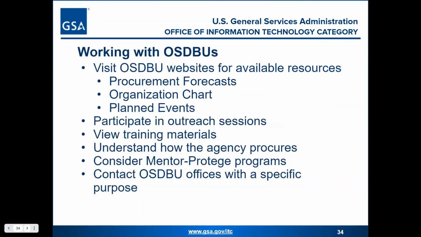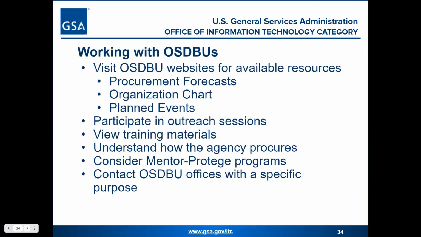Another we encourage is to work with the agency OSBU. So each agency has an Office of Small Disadvantaged Business Utilization, and their job is to help contracting officers engage with industry and find solutions to help them meet their socioeconomic goals. So each organization should have an OSBU website within their overall web source.